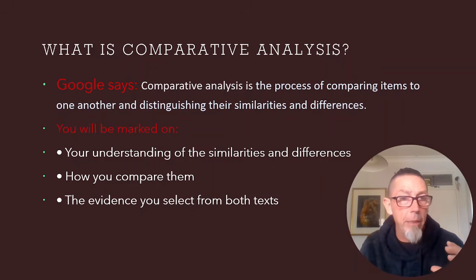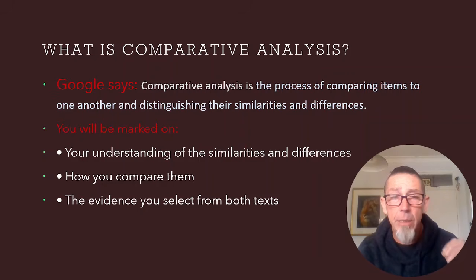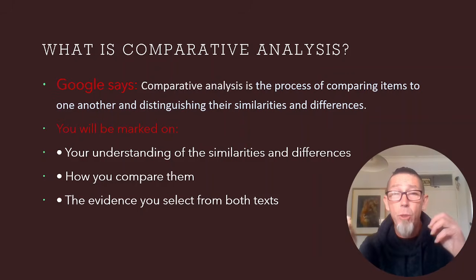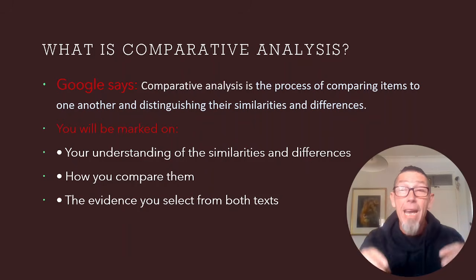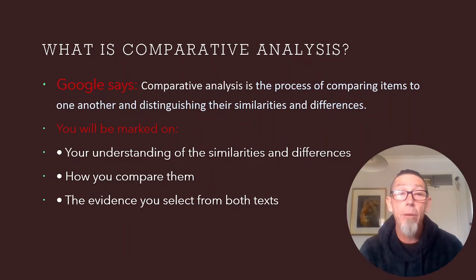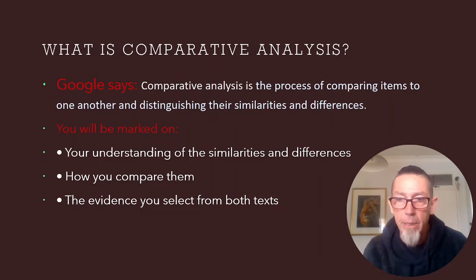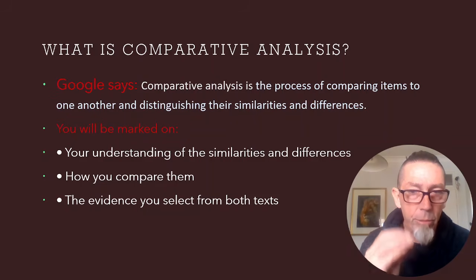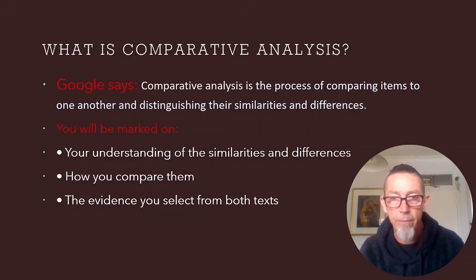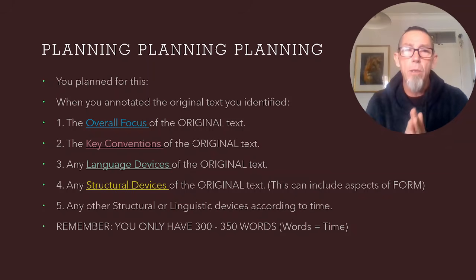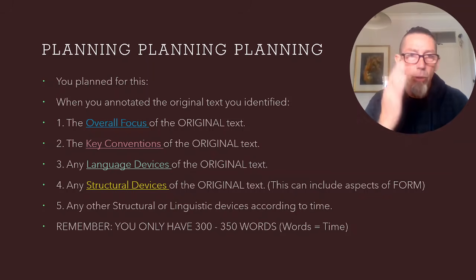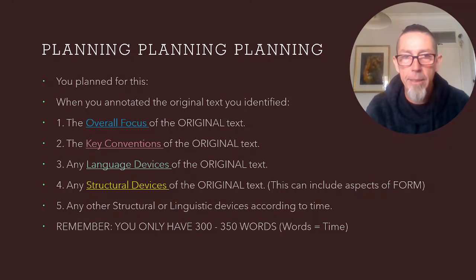So that is what you're getting marked for, your understanding of the similarities and the differences between 2 types of texts. How do you compare these? And the evidence that you select from both texts. Remember, when you wrote the 1A, you created that evidence. You are the one who actually created that evidence for yourself. So it all comes down to planning, guys.